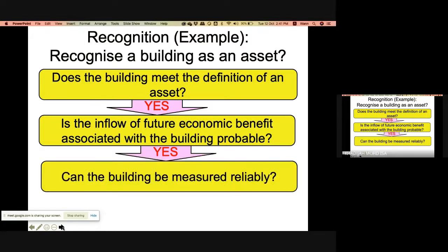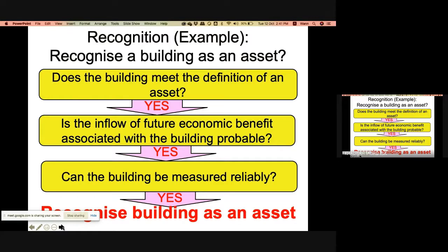Can the building be measured reliably? It means, do you have the value of the building? If yes, then you can recognize the building as an asset. However, if the value of the building cannot be determined, you cannot recognize that as your asset in your business, in your financial statement, because there's no value that is measurable reliably.